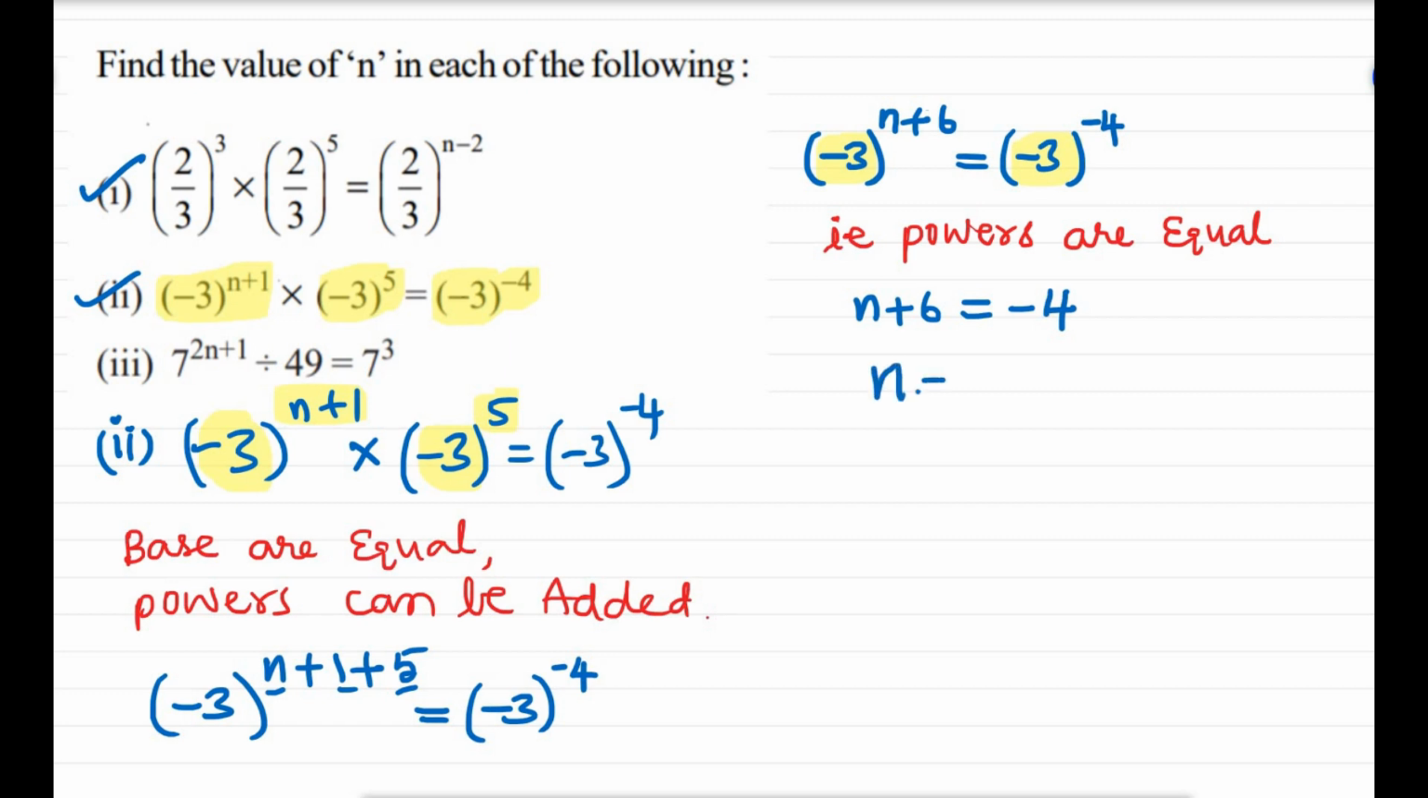Now n is equal to, if I transpose plus 6 to the RHS side, what it comes to is −4 minus 6. So n is equal to −10. So this is the answer which I got. Understand, students? So let us solve the third problem.